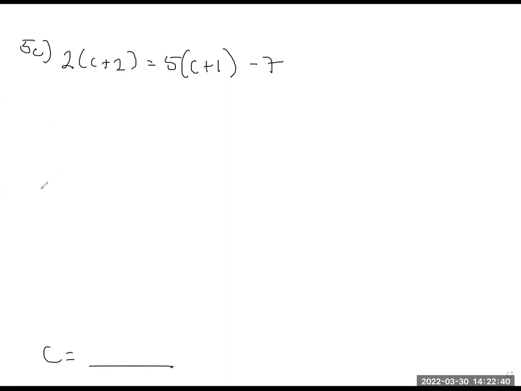What's keeping you from finding C? Think for yourself here. Don't listen and wait for me. If this was a quiz question, there it is. Your goal is to get C all alone. What's keeping you?